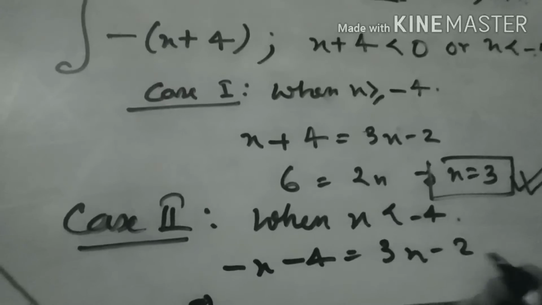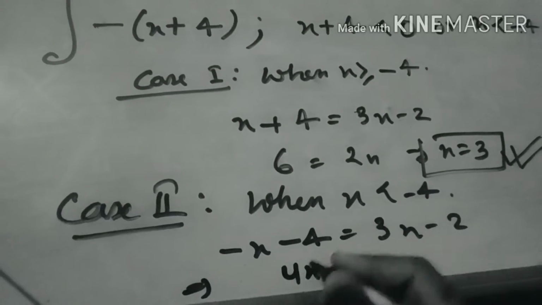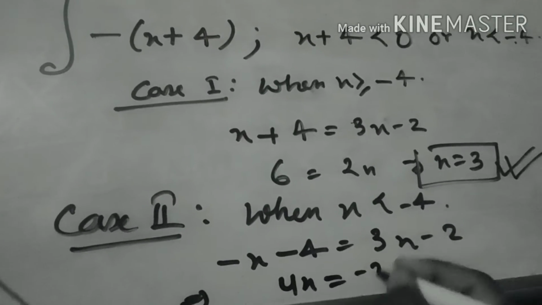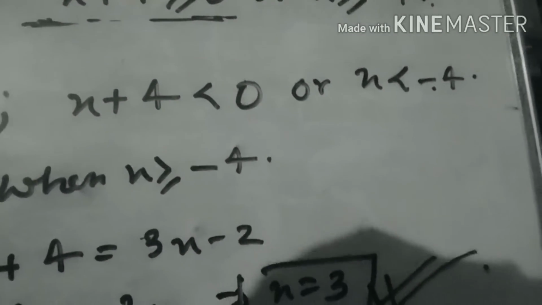We'll be sending x to that side, that will become 3x plus x, 4x. 4x equals minus 4 plus 2, that will be minus 2. x will be minus half. And the condition is that x must be less than minus 4.